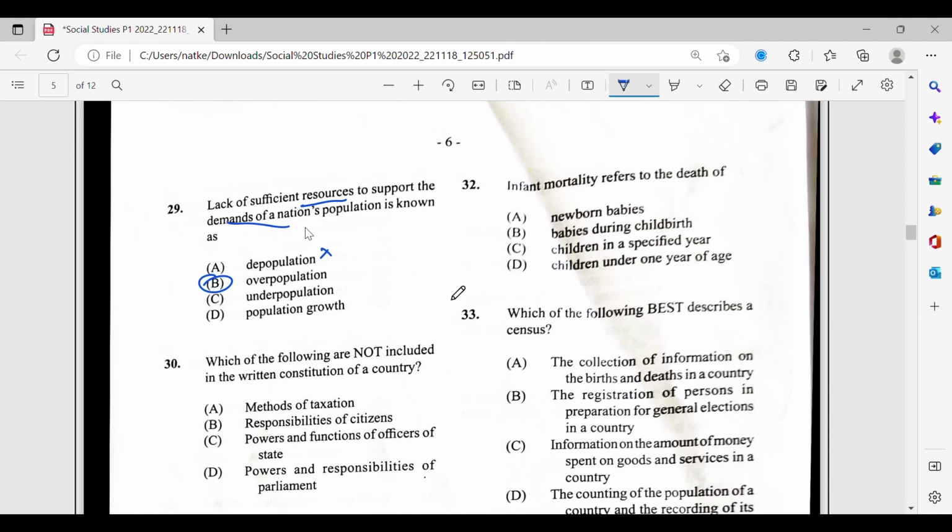And number 30, which of the following are not included in a written constitution of a country? So you have the methods of taxation, responsibilities of the citizens, powers and functions of officers of the state, powers and responsibilities of parliament. Those are all there except the method of how the citizens should be taxed. So that takes us to the end of part 1 of this social studies video.